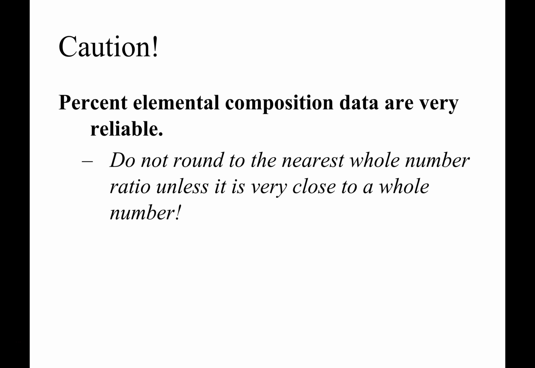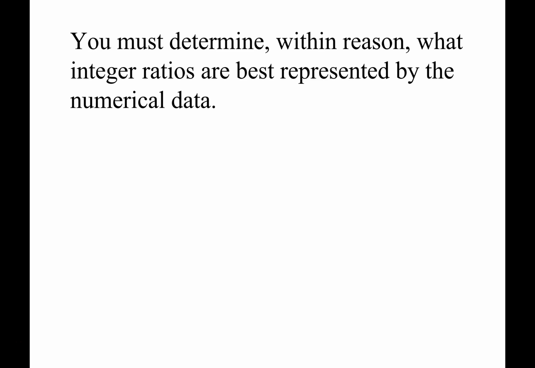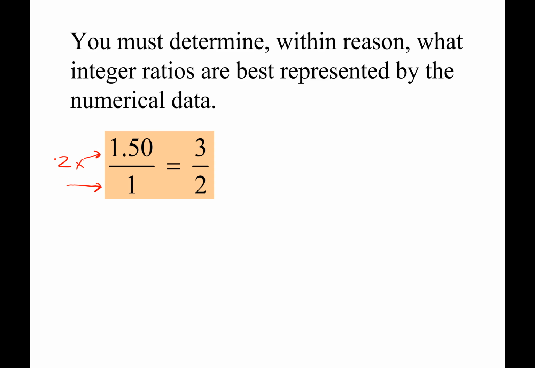If something ends in something that looks like a thirdsies, so that would be 0.3 or 0.67, you're going to multiply by 3 to make that work. 0.25, 0.75, you're going to multiply through by 4. So here are some examples. Let's say you got a relative number of 1.5 to 1. My suggestion would be to multiply both the top and the bottom by 2. If you take 1.5 times 2, you get 3. If you take 1 times 2, you get 2. Okay?